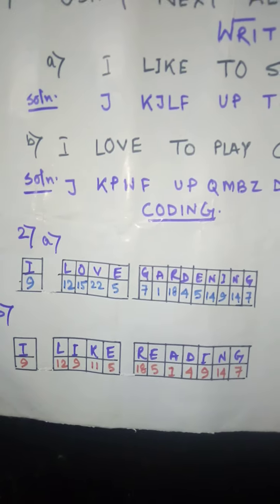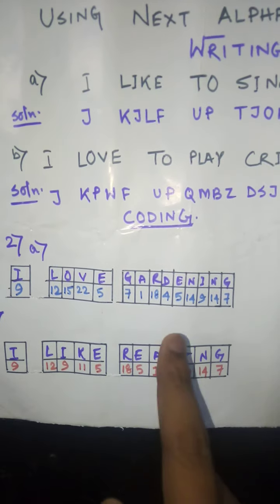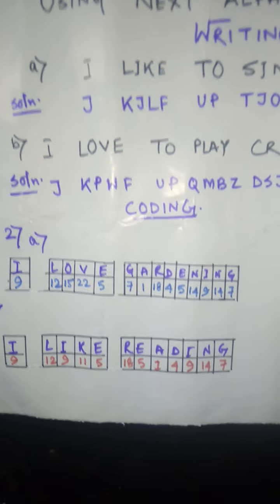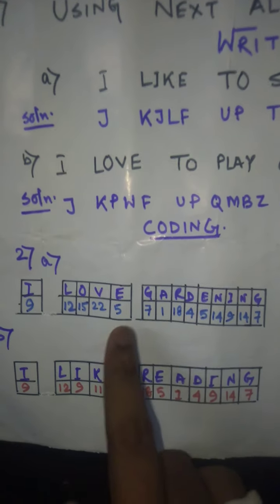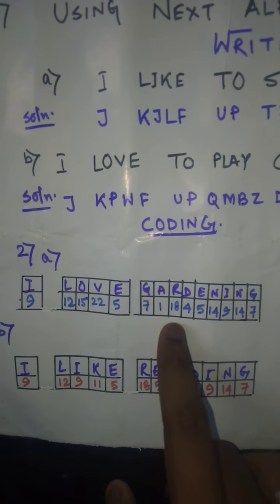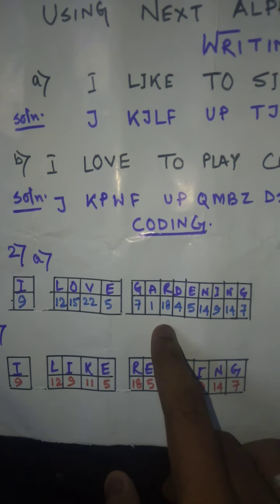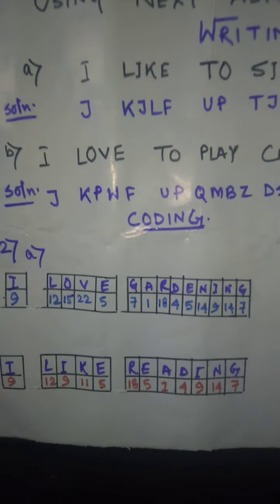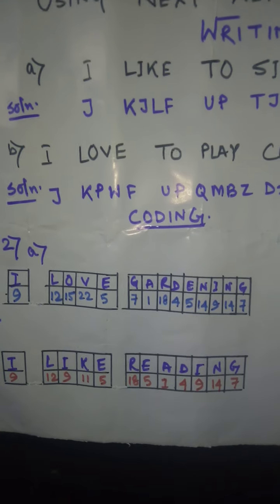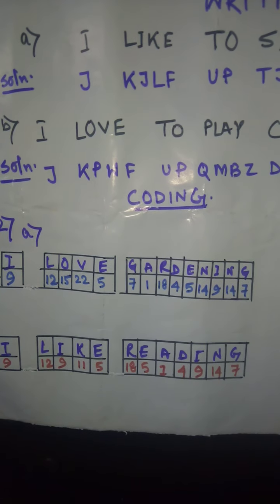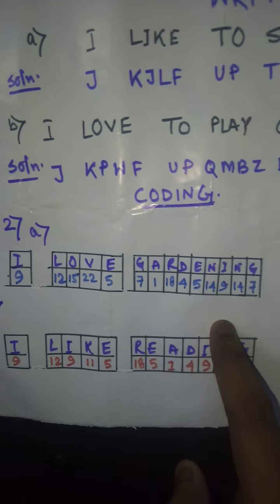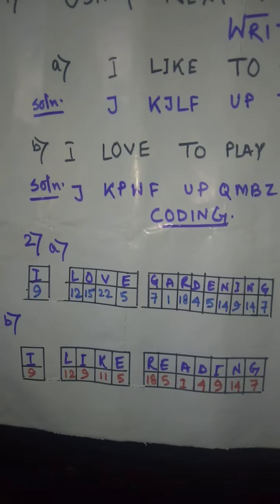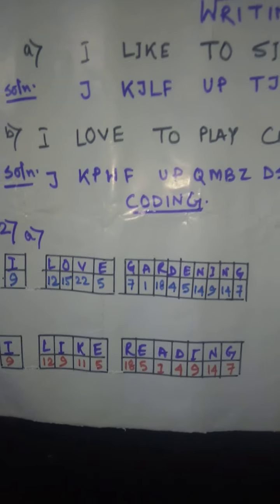Now suppose we have to code "I love gardening." First of all, we have to prepare a table like this. Why is this table necessary? Because some of the alphabets have two-digit numbers, so in order to put them according to their own alphabets, the numbers should be arranged in this type of tabular form.